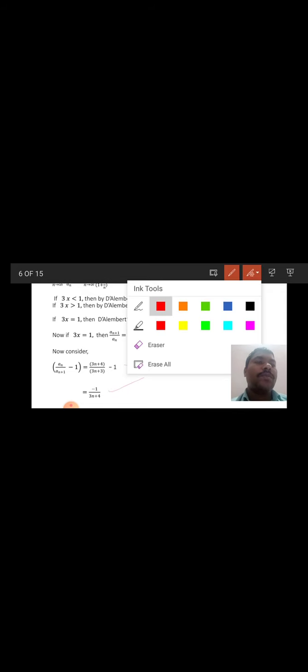So consider an by an plus 1 minus 1, that is equal to 3n plus 3 by 3n plus 4 minus 1. So after simplification, we have minus 1 by 3n plus 4. Now multiply by n on both sides. So we get an by an plus 1 minus 1 into n is equal to minus n by 3n plus 4. So take limit on both sides as n tends to infinity.